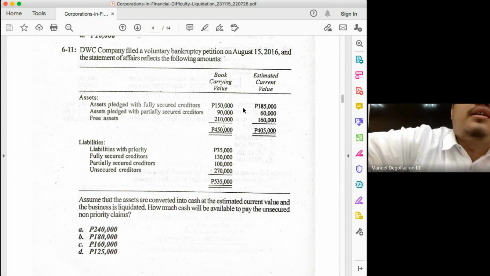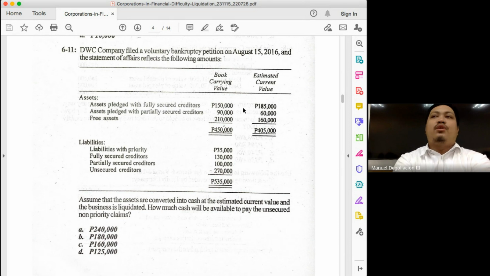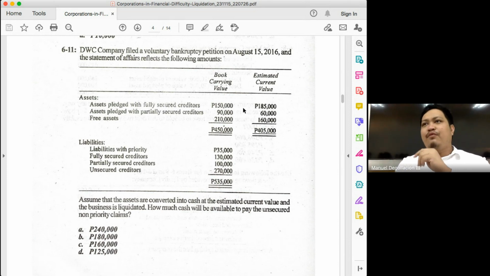Again, class, in solving for your net free assets, there are two things that you should not forget. Number one, add the excess on the fully secured liabilities and deduct the unsecured with priority. Okay, so let's start. How much is our free assets in this problem? We will begin at 160. Again, ignore the 210. Begin with 160.